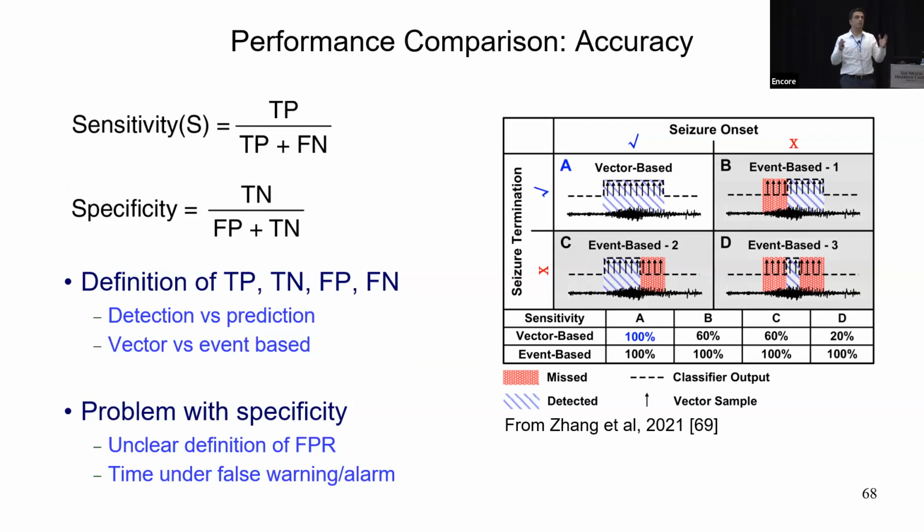For example, if I have a seizure that lasts for 30 seconds, I might call it a true positive if I detect just 1 second of it as a seizure, or I might call it a true positive only if I detect the entire 30 seconds as a seizure. This is very different, and you can imagine that it's going to affect my sensitivity and specificity numbers. So the definition of these parameters is very important. One of the works, this reference, has actually proposed the idea of vector-based and event-based detection, and the definition of these sensitivities, which addresses this issue partially.